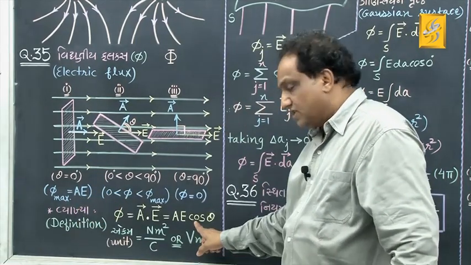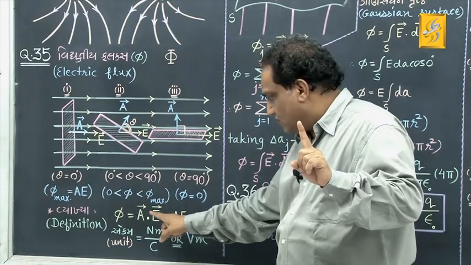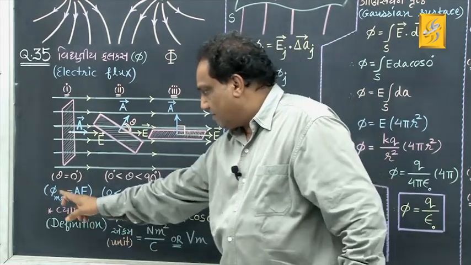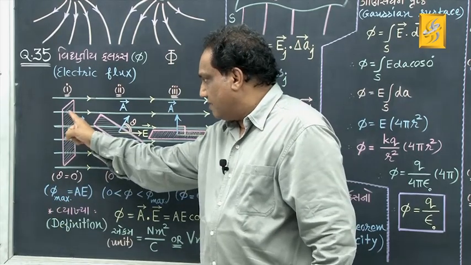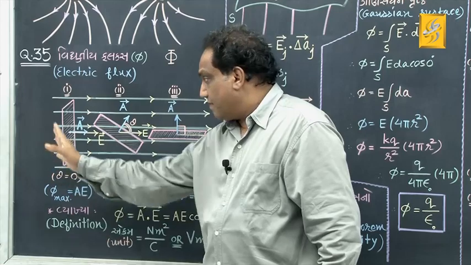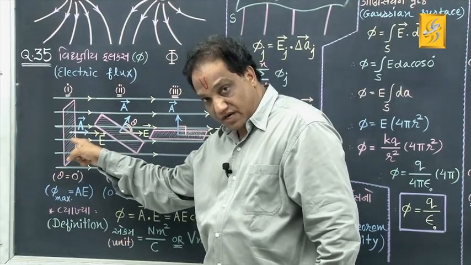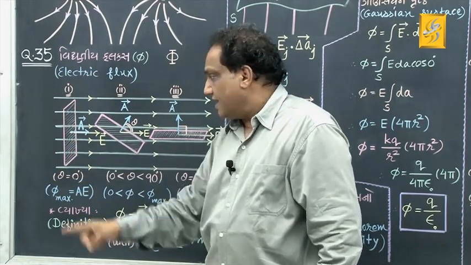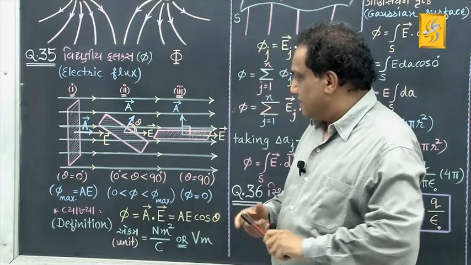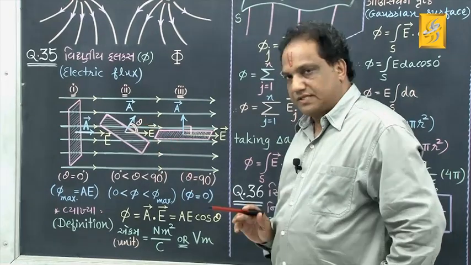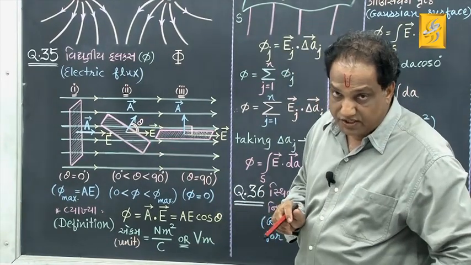But because here the cosine value is maximum, phi should be maximum. That's why I am writing here phi maximum. And really we find that maximum electric field lines are passing through this surface in this orientation. So we say electric flux is maximum. Correct? Fine.